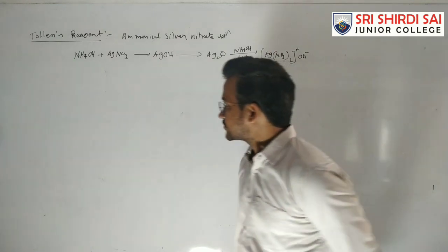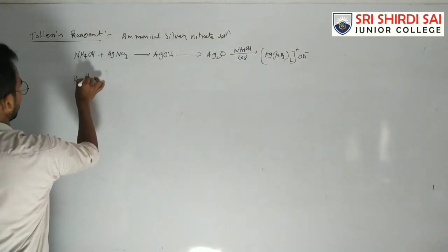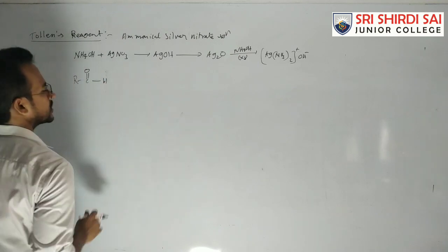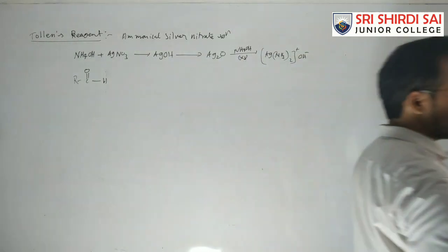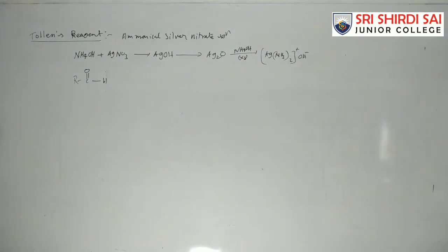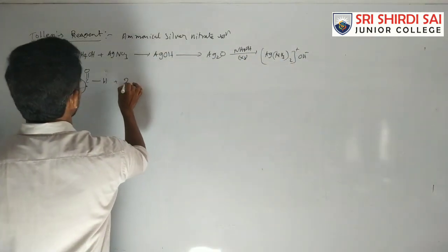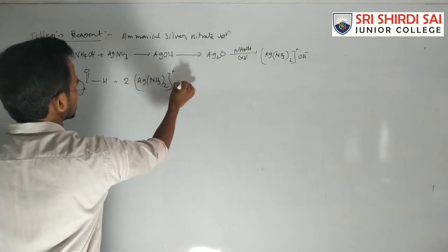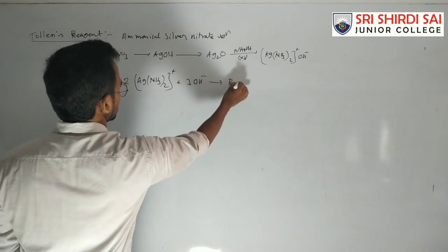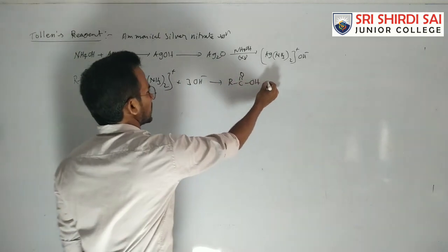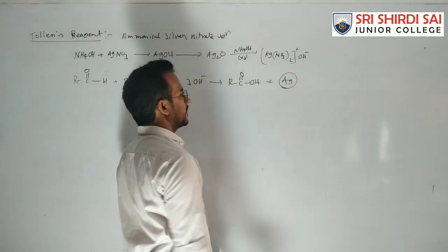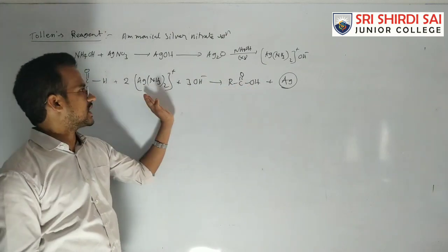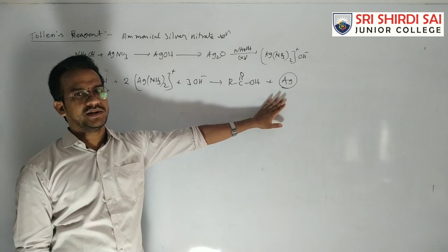That means this aldehyde on treating with this Tollens reagent. I am giving this balanced reaction: 2[Ag(NH3)2]+ plus 3OH minus, and the aldehyde is converted to carboxylic acid. And in this Tollens reagent, Ag plus is converted to Ag0, elemental silver.